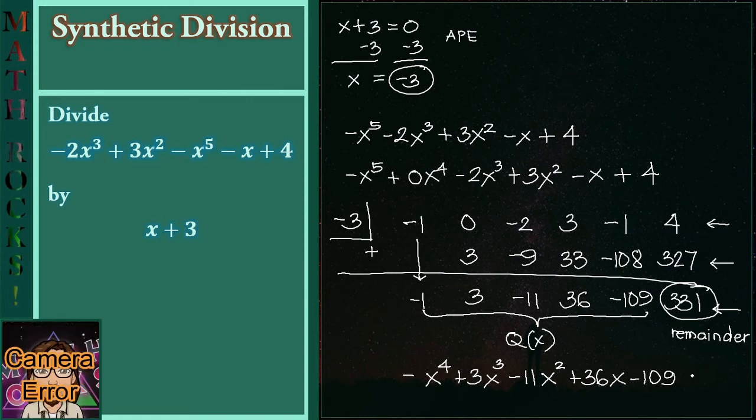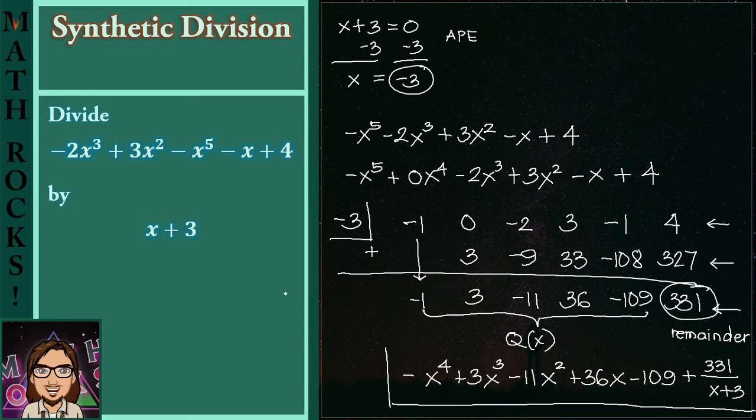But normally, we are writing our final answer to have the remainder be written as 331 over the divisor, which is x plus 3. So this will be our answer to such question of dividing these two polynomials.